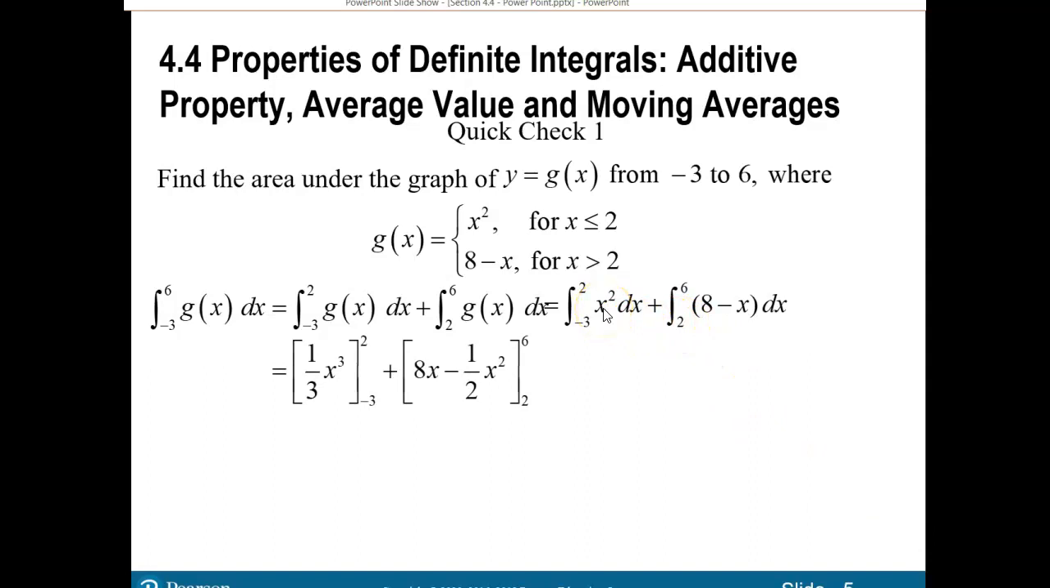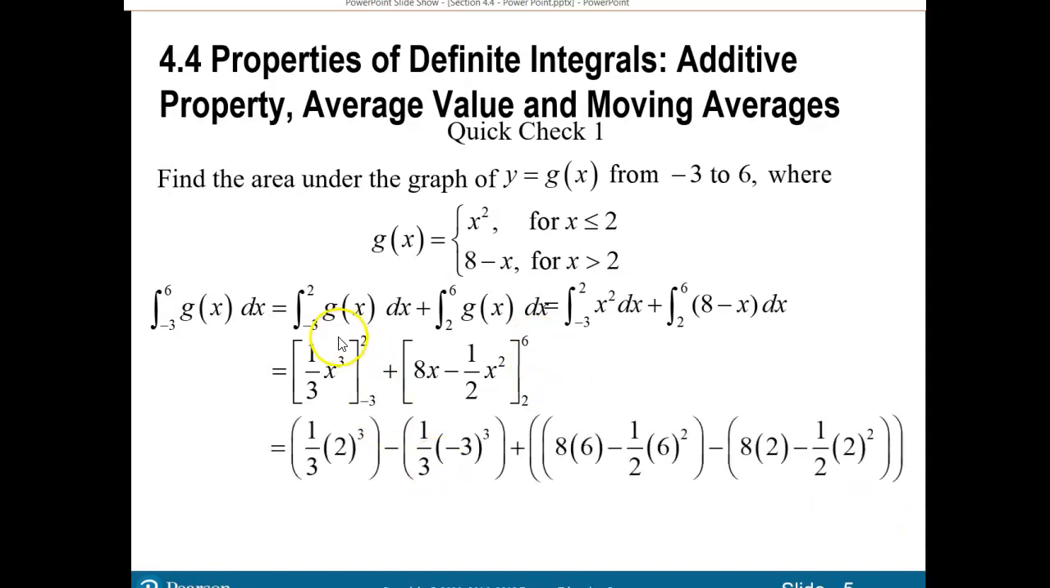This antiderivative is x cubed divided by 3, and I'll evaluate between those limits, plus this antiderivative, which is 8x minus x squared over 2, evaluated between 2 and 6. Then we just do our plugging in. Plug in a 2 here, minus, then plug in the -3, plus, then plug in 6 into here, minus, then plug a 2 into there. Clean it up, simplify, and you should end up getting 27 2/3.